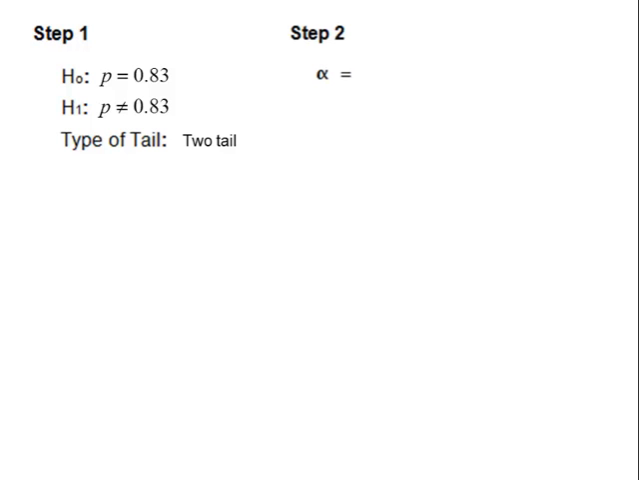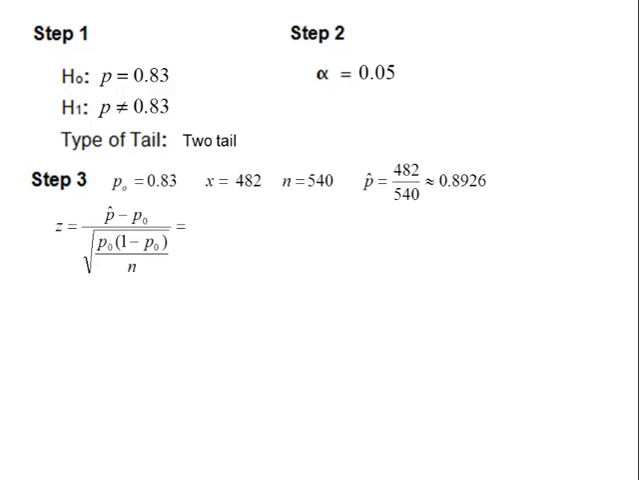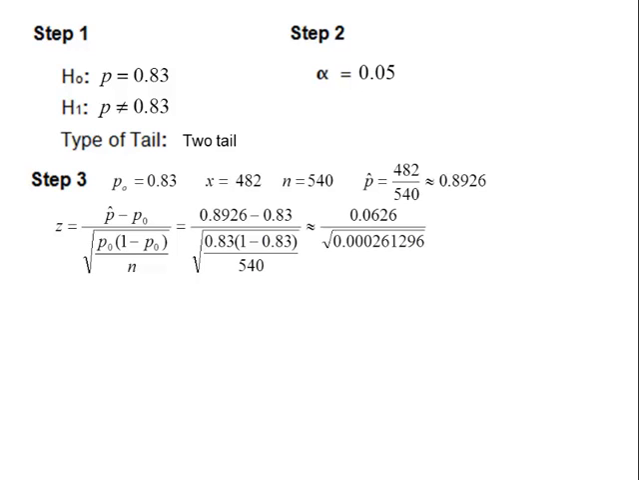So using our outline, step number 1, the null is p equals 0.83. The alternative is p is not equal to 0.83, and this is a two-tailed test. Step 2, the alpha level is 0.05. Step 3, the test statistic, the null p is 0.83, x is 482, n is 540, and p hat is approximately 0.8926. So if we throw these values into this formula, we're going to verify what the computer gave us, which is Z rounded to 2 decimal places is 3.87.